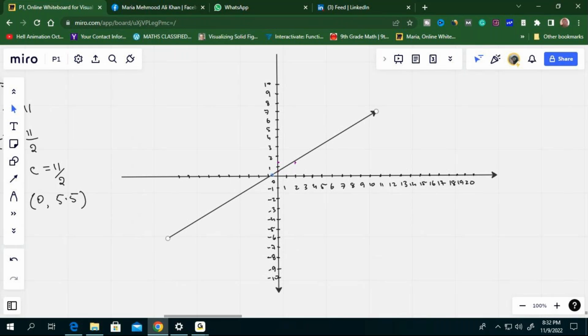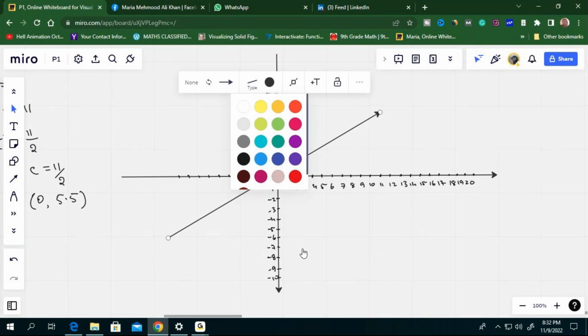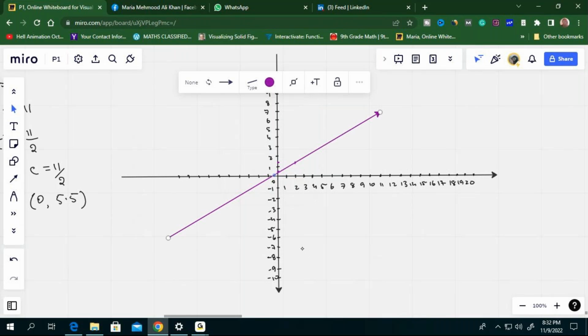I'm going to change my color just to make a difference. Just like that. And I've changed the color into pink. Okay, now this is a line. Okay, I've selected arrow by default, so we just forget about this arrow. It's nothing over here.